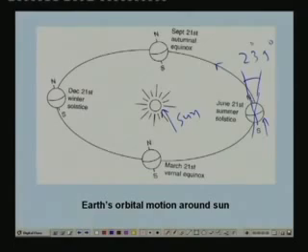Okay, and if you take the Sun as a reference, then you can see the position of the Earth on different days. For example, on June 21st its position is like this, on September 21st it is like this, on December 21st it is like this, and on March 21st it is like this. Okay, and June 21st is known as summer solstice, September 21st is known as autumnal equinox, December 21st is known as winter solstice, and March 21st is known as vernal equinox.